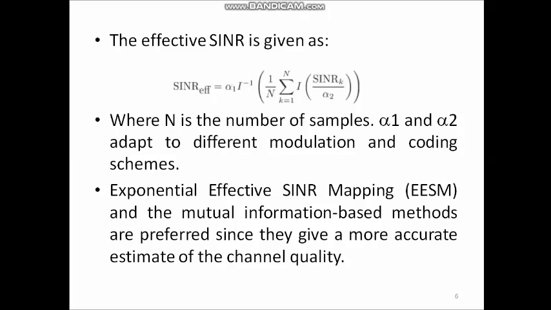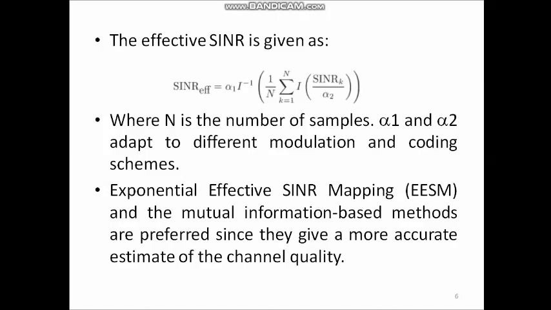The user equipment computes SINR samples over multiple OFDM symbols and subcarriers. These are used to calculate the effective SINR value, and that effective SINR is given by the equation SINR effective equal to alpha 1 I inverse of (1 by N summation k equal to 1 to N I of SINR k divided by alpha 2). Here capital N is the number of samples, and alpha 1 and alpha 2 adapt to different modulation and coding schemes.